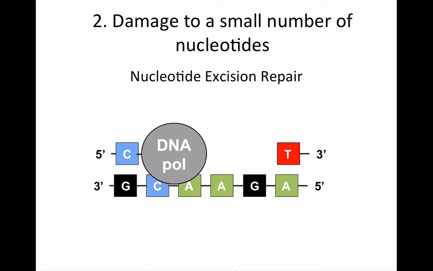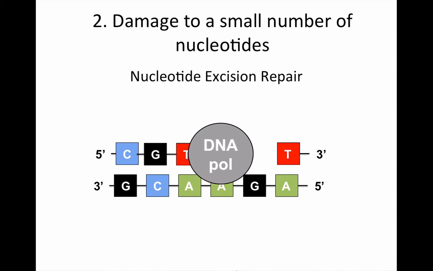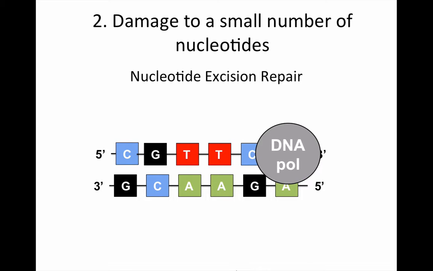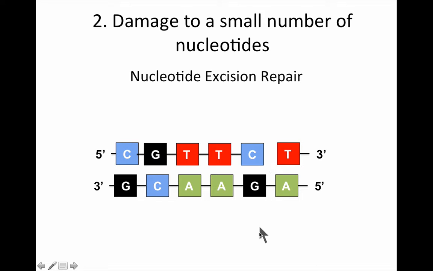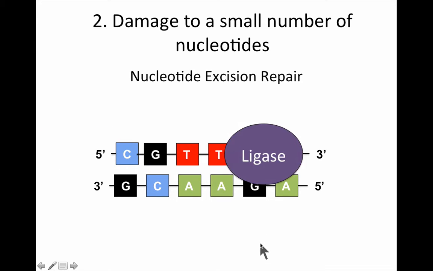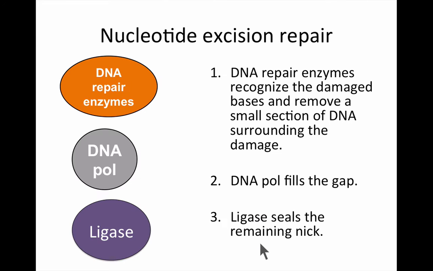DNA polymerase will fill in. But the DNA polymerase leaves behind a nick in the backbone of the molecule, so ligase is needed to seal that nick. So let's review. Nucleotide excision repair occurs when there is damage to a small number of bases, and the DNA repair enzymes recognize those bases and remove a small section of DNA surrounding the damage. DNA polymerase will fill in that gap, and then finally, ligase seals the nick that remains.